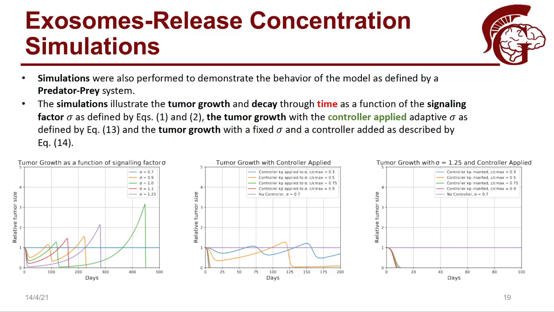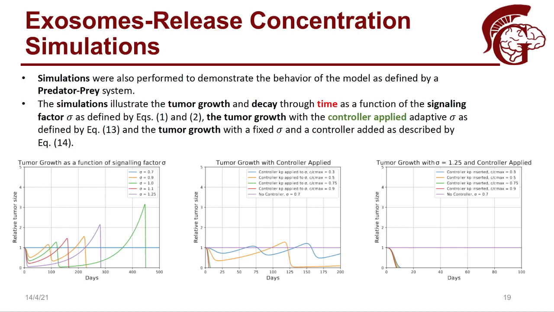The second graph is the simulation showing the tumor growth with the controller applied and the sigma adapting to the system. So we can see that for an amplitude ratio of 0.3 and 0.5, the tumor growth oscillates and does not get eradicated in less than 200 days. For 0.5, it gets close to being eradicated, but it starts to grow again. For values of 0.75 and 0.9, it gets eradicated very fast, in less than 25 days, so the controller works very efficiently for these values.